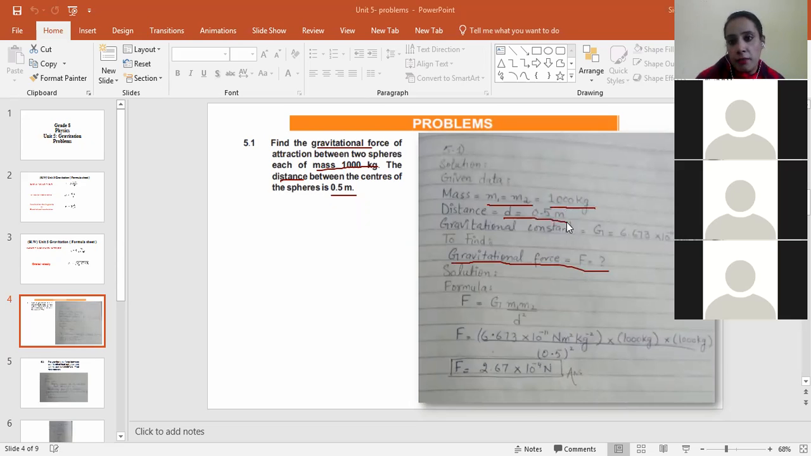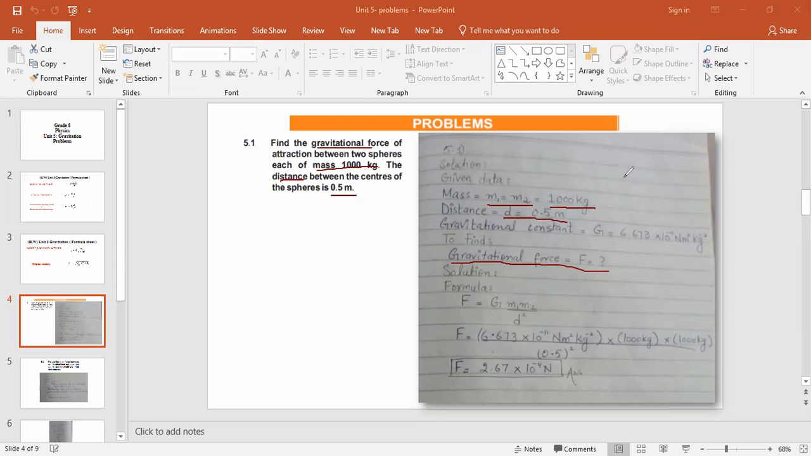And all of you know that the value of G is 6.673 into 10 raised to power minus 11. So class, you have to memorize the value of G, because in the problems the value of G will not be given to you. You have to memorize the value of this constant to solve the problem. So simply the data is given to you, and this problem is very clear. So you just use the formula F equals G m1 m2 by d square.